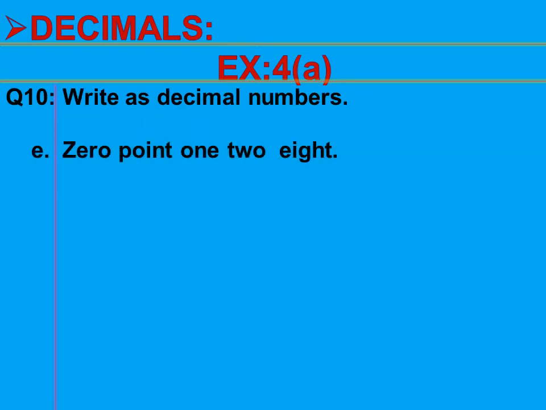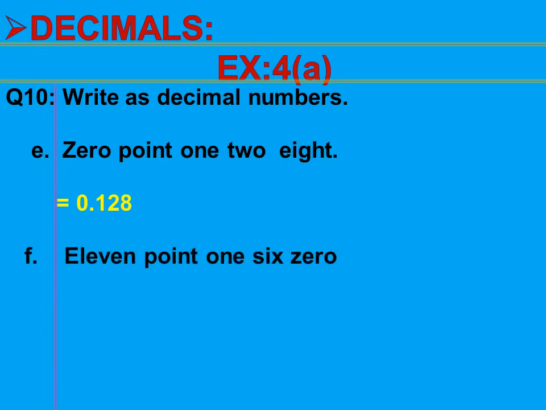Now next part, that is part E, 0.128. Dear students, it's very easy, very simple to write it as a decimal number. Simply we will write 0.128. There is no need to make a place value chart. It's very simple. Now we will move to the next part, part F, 11.160.